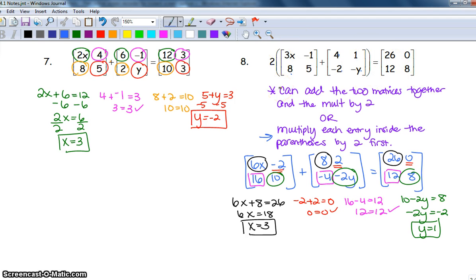So once I multiplied everything by 2, I added corresponding positions. 6x plus 8 is 26, and then I solved to find that x was equal to 3. Negative 2 and 2 and 0, there is no variable, but I see that it is true. 16 minus 4 equals 12. That again does not have a variable, but it showed that it still held those properties to be true. And then last, 10 minus 2y is equal to 8, and I solved and I found that y was equal to 1. Just don't forget that when you're doing a quiz or test, you don't actually have to show me that. I'm just showing you that all 4 positions are still going to hold their true value.